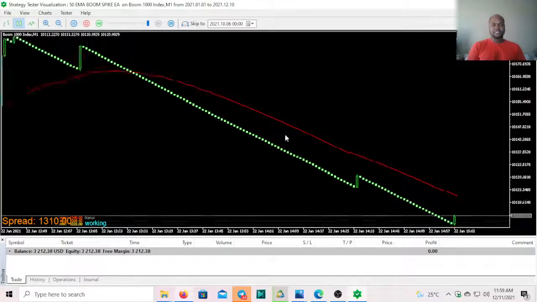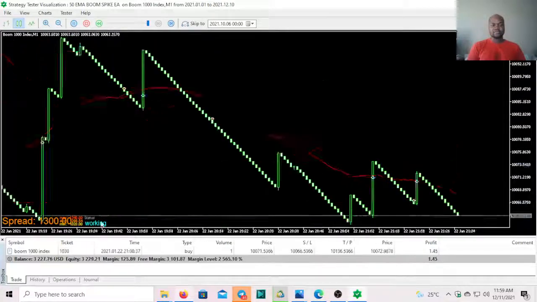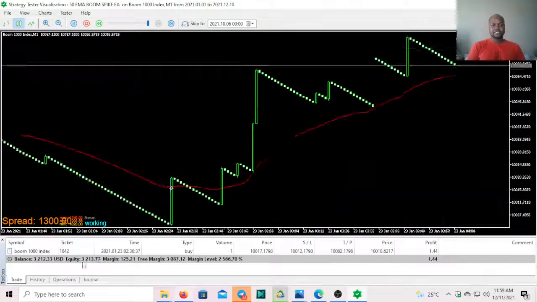It's amazing how this bot operates. You can see our equity is going up.